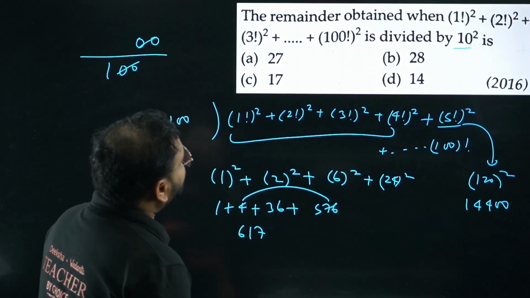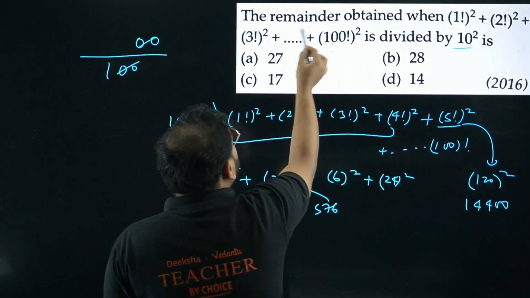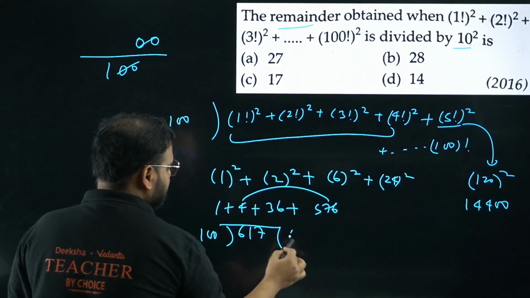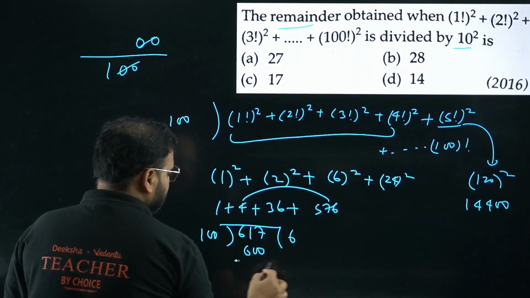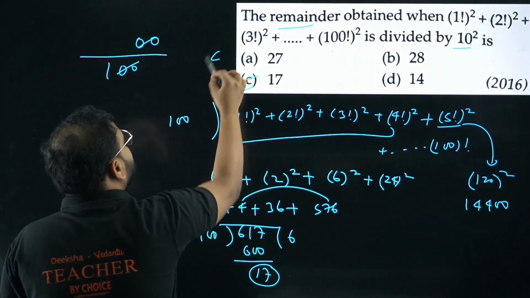Dividing this by 100, they're asking what is the remainder. So divide this 6 times, I get 600. The number will be simply 17. That's my answer. Option C is correct.